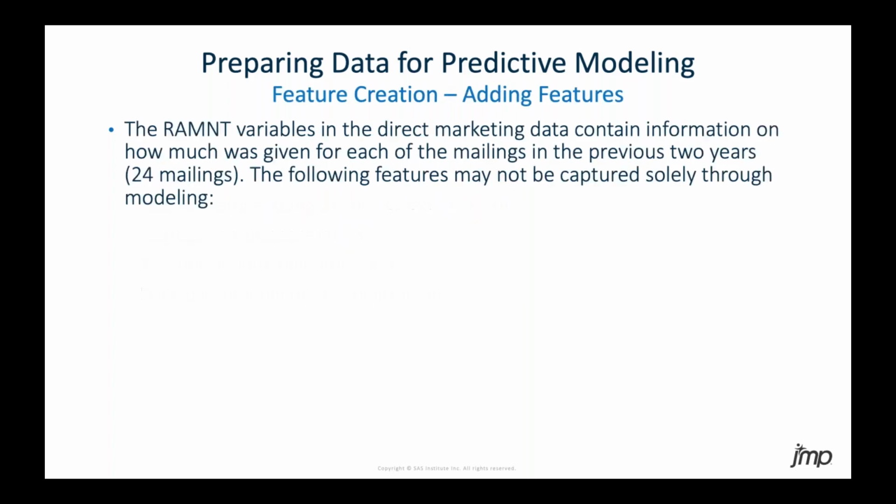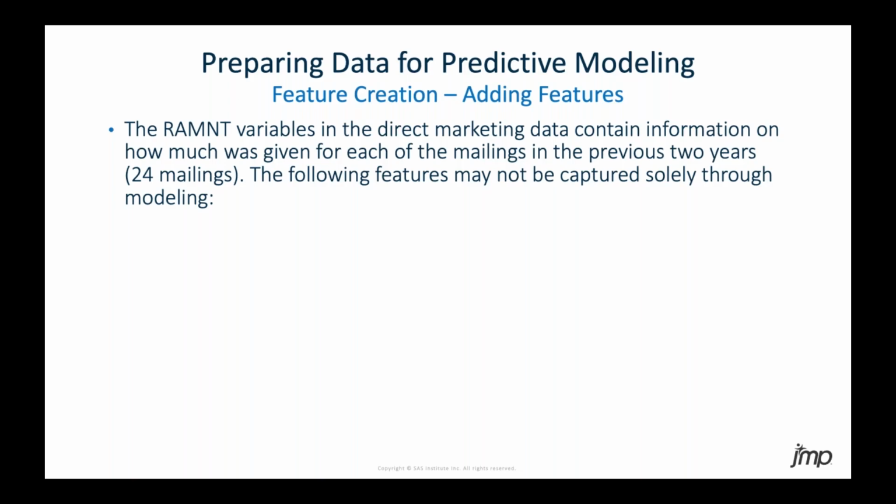As an example, if we were to go into the direct marketing data, there's a variable in there, RAMNT, and that's how much donation was made at each mailing. The way the data was collected is that there were 24 mailings over a 2-year period, in addition to the current mailing, which was what was attempted, what we're looking to predict. So there are 24 columns in the data table that indicate how much was donated for that given mailing.